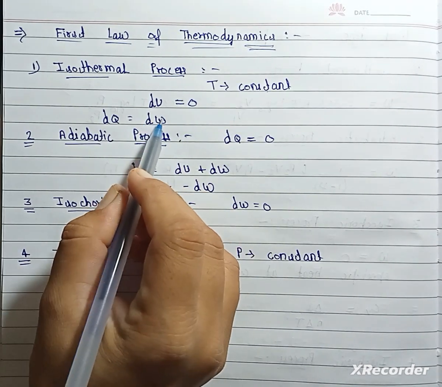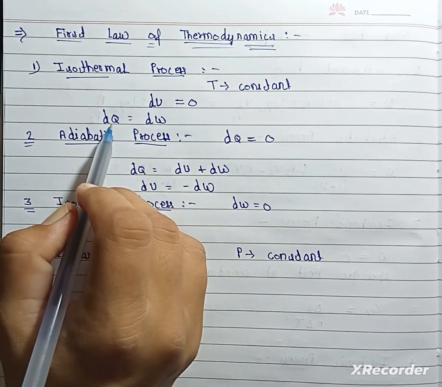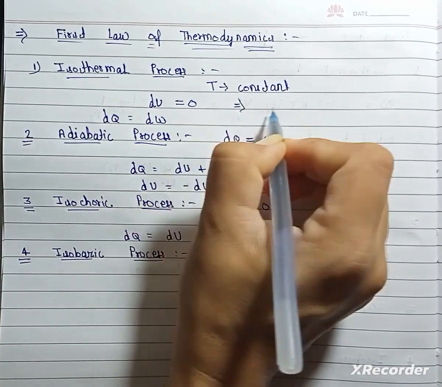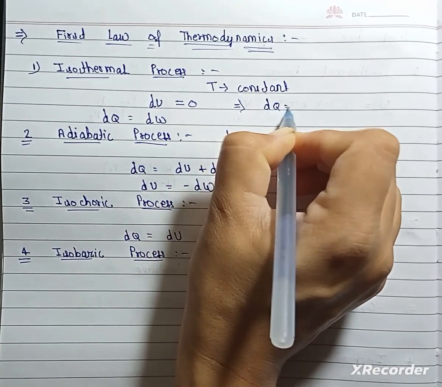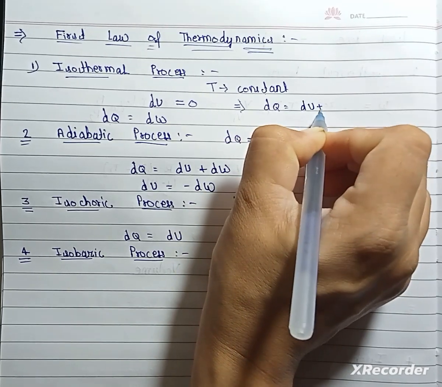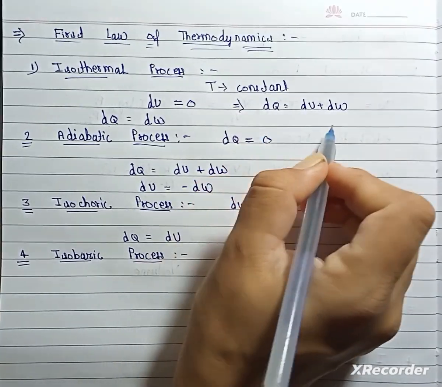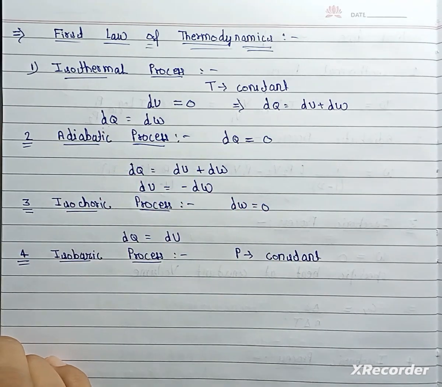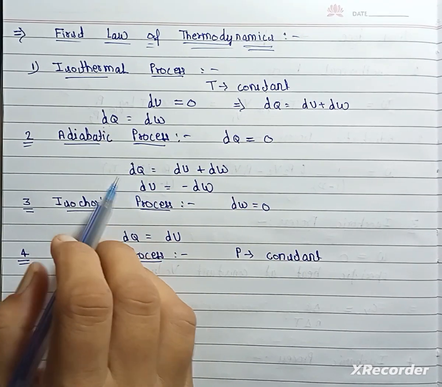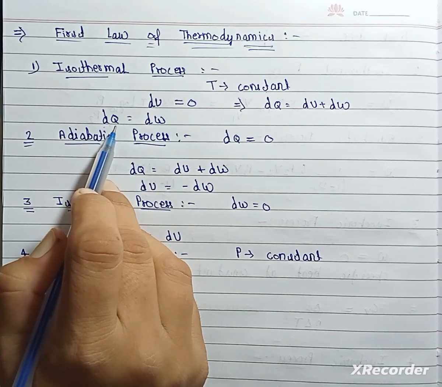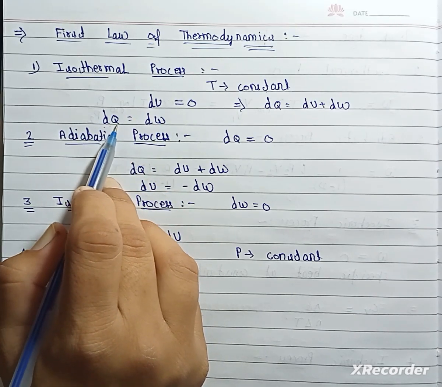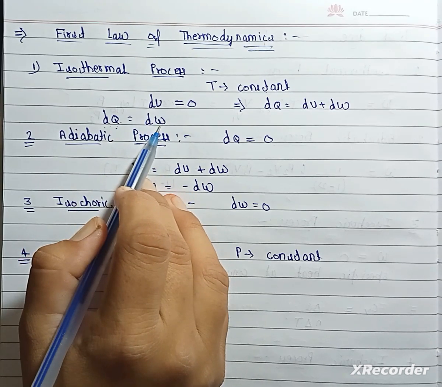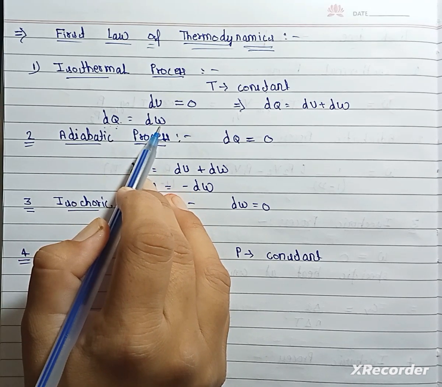So from the first law we can write dQ equal to dW. First law is dQ equal to dU plus dW. So dU is zero, so we can write dQ is equal to dW. Second, from here it means heat supplied in an isothermal process is entirely used to do work against the external surroundings.